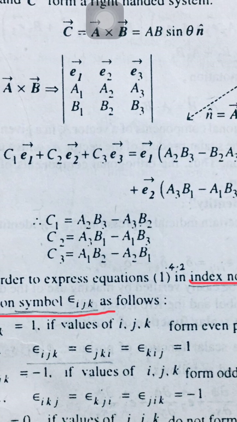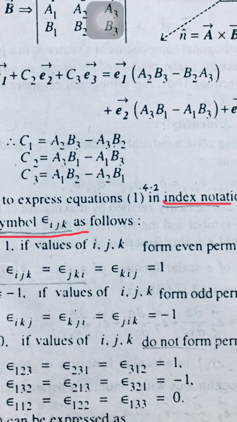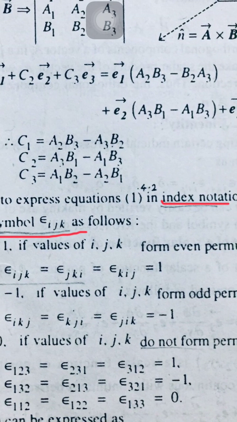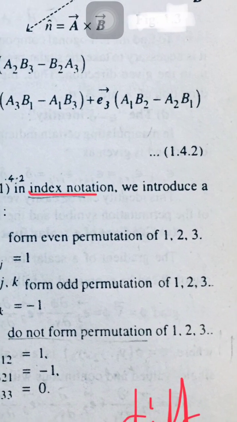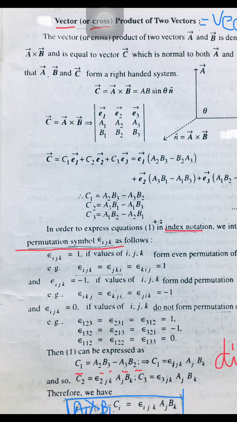Okay, similarly in C2, 2 is not coming in with A and B. Similarly in C3, 3 is not coming in A and B. Okay, so these are the three components of vector C. In order to express these three components in index notation, we introduce a permutation symbol epsilon ijk, which we already studied in the last lecture.